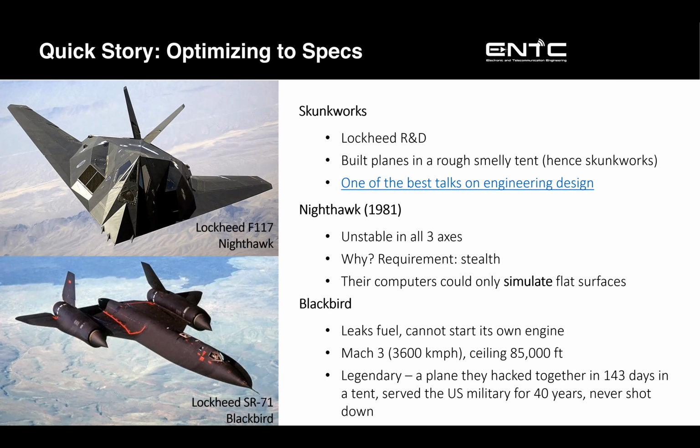The specification given was that it has to be faster than Mach 3. That is 3,600 kilometers per hour. This is still the record for the fastest plane. Commercial planes go around 300 to 500 kilometers an hour, while this is 3,600 kilometers per hour. And the ceiling was more than 85,000 feet. So the idea is that you can't shoot this plane down. Back then, even the missiles couldn't reach it, and it could outrun the missiles. So it was designed like that.